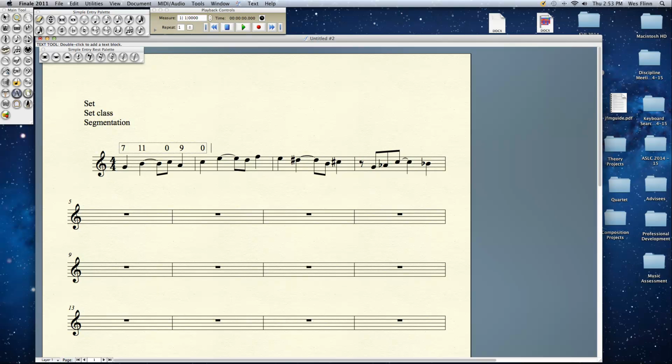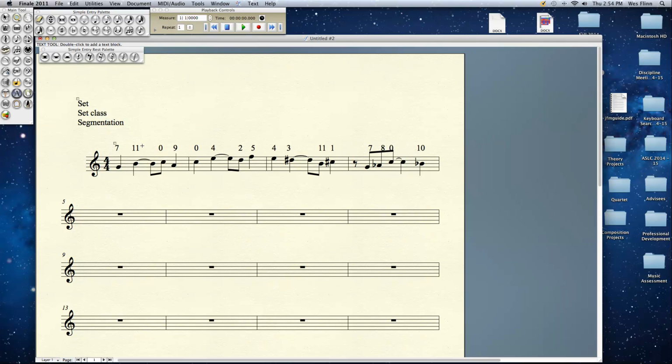Start the next segment, 0, E is 4, D is 2, F is 5, E is 4, D sharp would be 3, B natural would be 11, C sharp would be 1, and then 7, 8, 0, 10. Now, sometimes in these you see 11 referred to as E and 10 referred to as T.